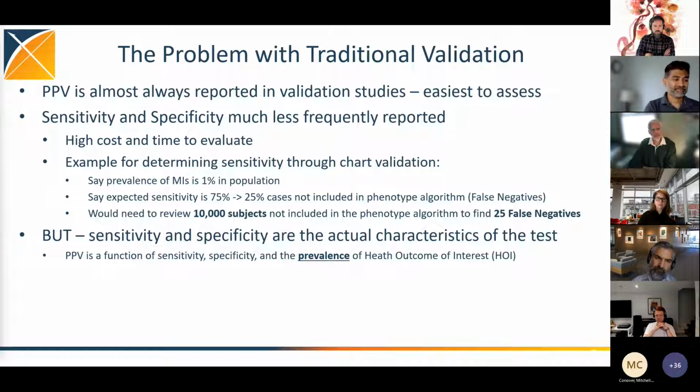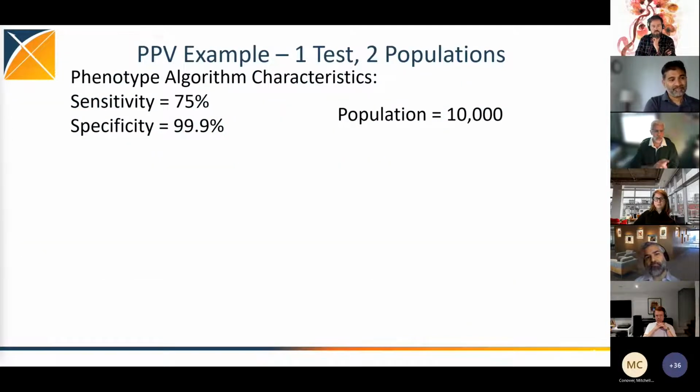The problem is that sensitivity and specificity are the actual characteristics of the test, whereas positive predictive value is a function of sensitivity, specificity, and most importantly, the prevalence of the health outcome of interest. And I'll give you a couple examples on why it's important.